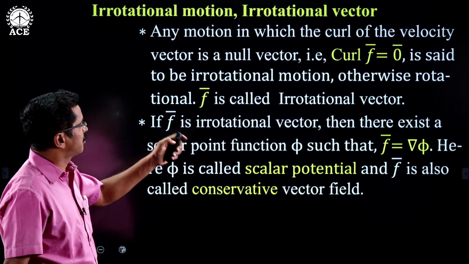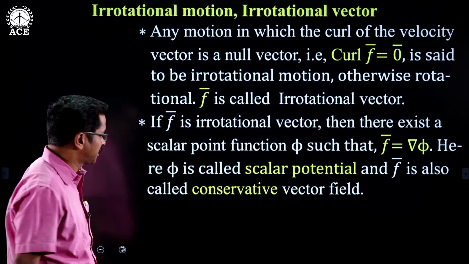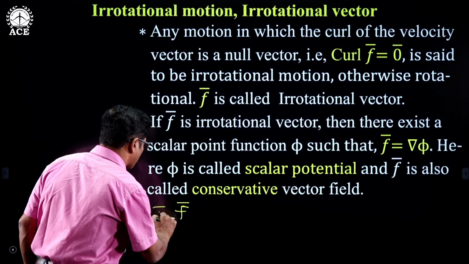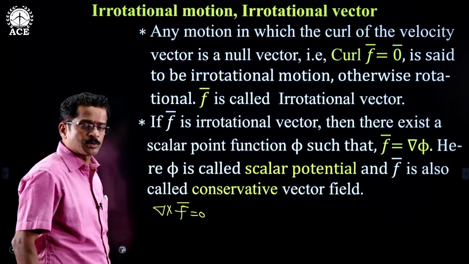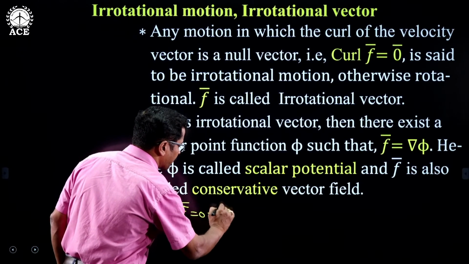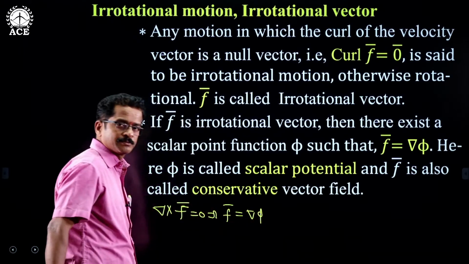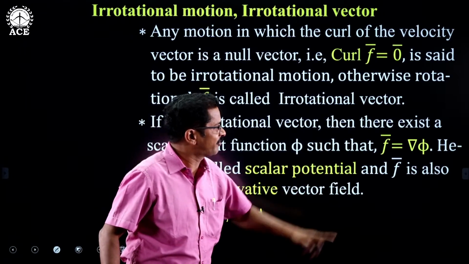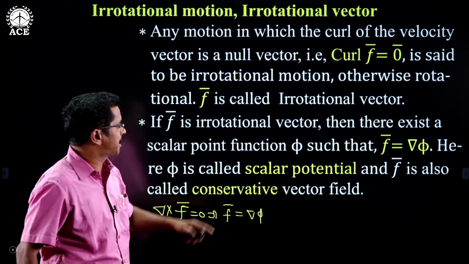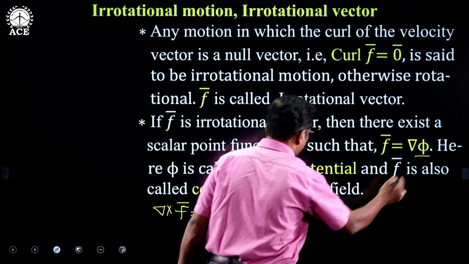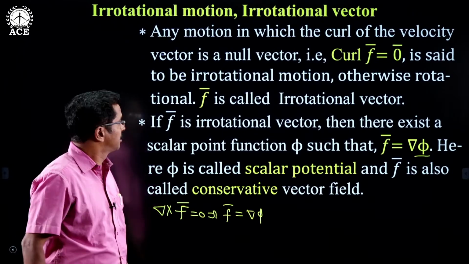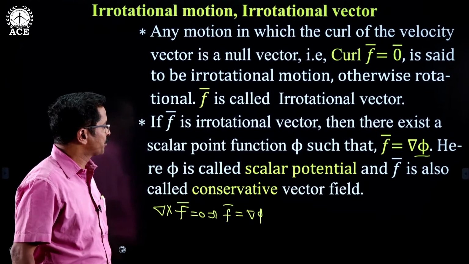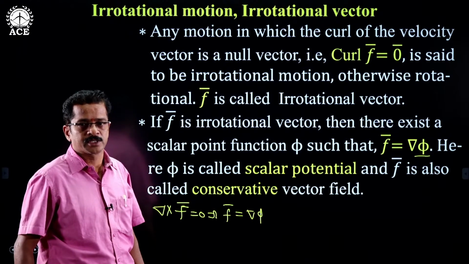If f bar is an irrotational vector, then there exists a scalar point function. Here, if del cross f bar is equal to 0, then f bar can be written in terms of del phi. Then there exists a scalar point function phi such that f bar equals del phi. Here phi is called the scalar potential, and f bar is called a conservative vector field. They may ask the definitions of conservative vector field and scalar potential. These are the points.